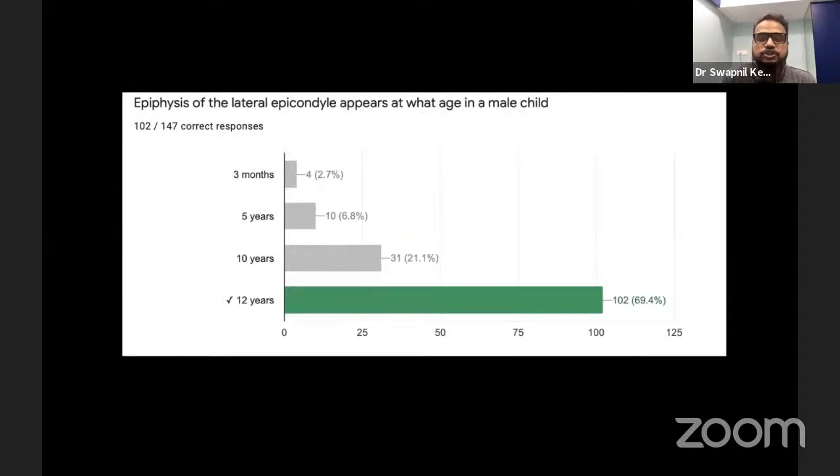And the last question, which almost 70% of you got right, was: the epiphysis of the lateral epicondyle appears at what age? And 70% of you said that it appears at the age of 12 years.